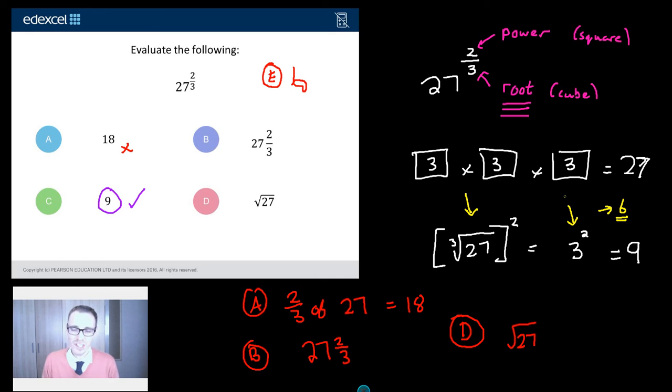So that is a little kind of whizzy guide through indices. Try the rest of this quiz out. Test yourself to the limit. Make sure you know all about negative indices and the word reciprocal and all that kind of stuff.